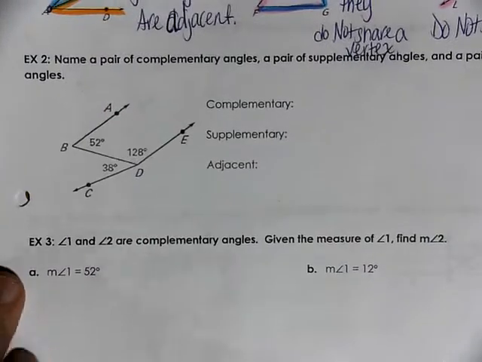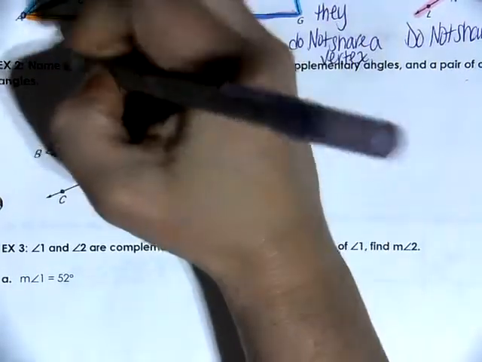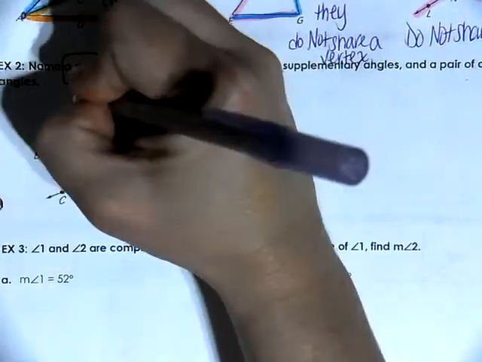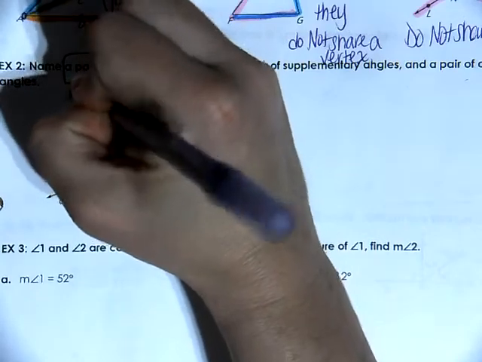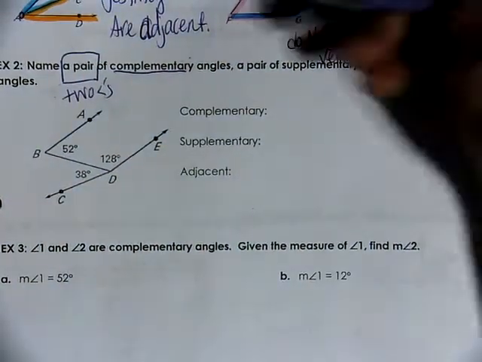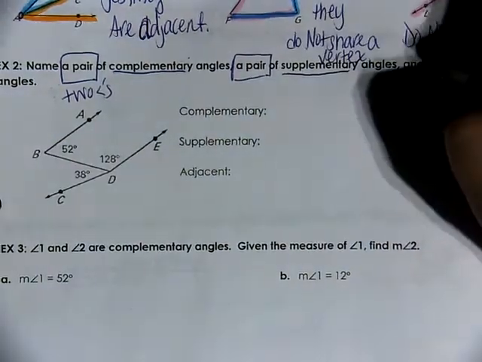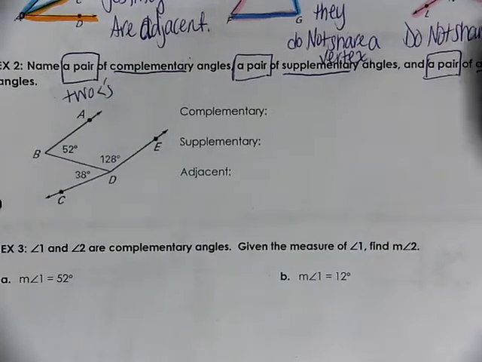All right, let's go ahead and look at example number 2. For example number 2, it says name a pair of complementary angles. So we just want to name a pair. So that means that we're talking about two angles. Name a pair of complementary angles, a pair of supplementary angles, and a pair of adjacent angles.